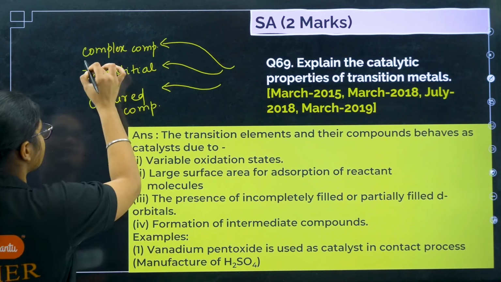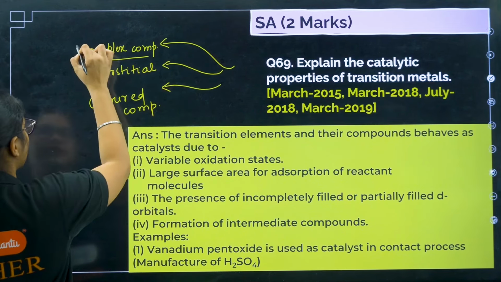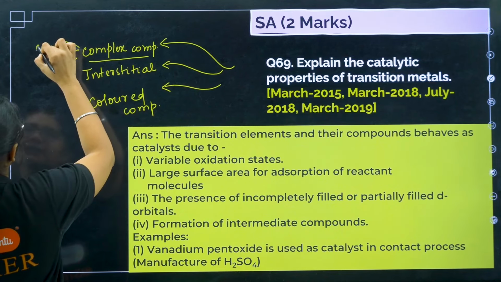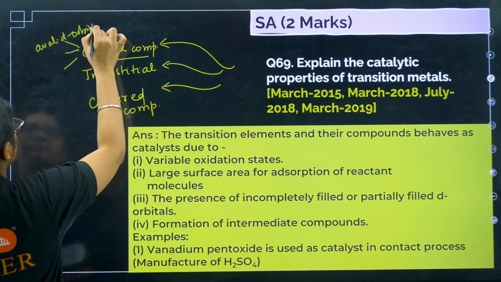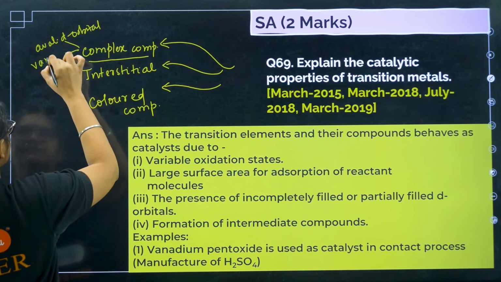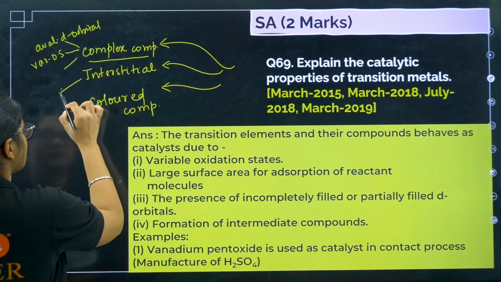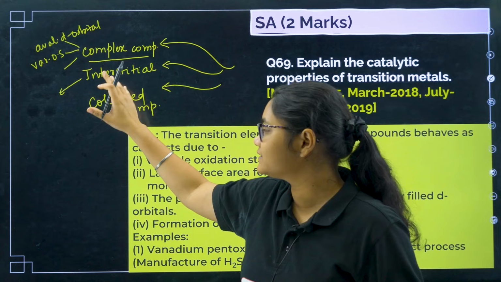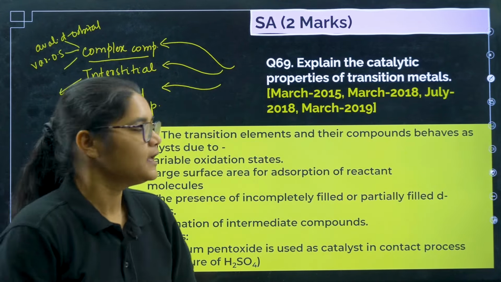For example, if I want to talk about complex formation, why do they form complexes? Because of the availability of d orbitals, and variable oxidation states. Next, what are interstitial compounds? The definition you all know, you can just watch, but I'm telling you the topics, so please read these topics as well. Okay, fine.